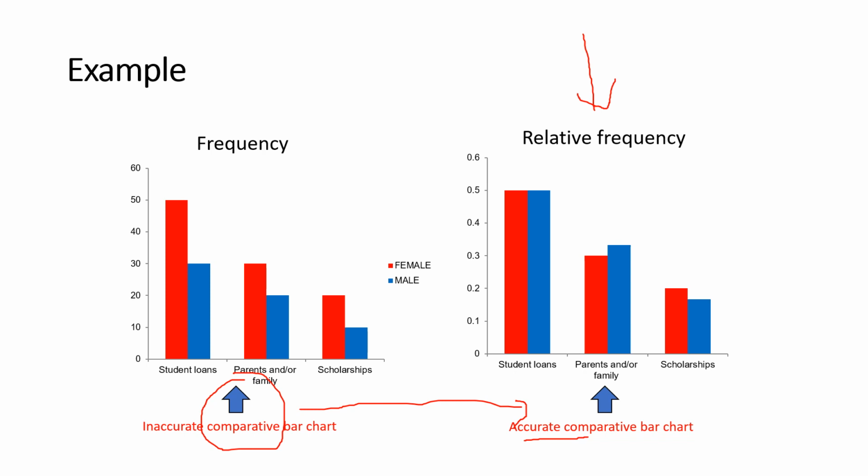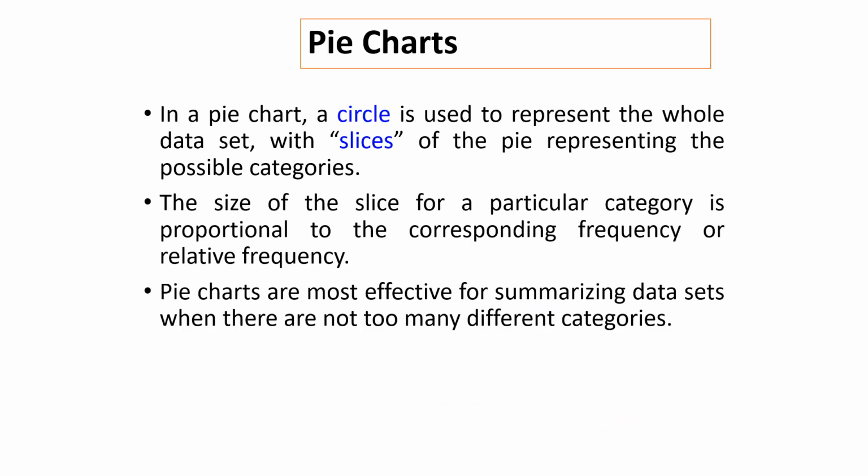by using relative frequency, you can see the difference in here. Okay, if looking at just the frequency, you can see more females are on student loan compared to males. But by using the relative frequency, you can see they are similar. Okay, so for comparison, it is better to use the relative frequency.